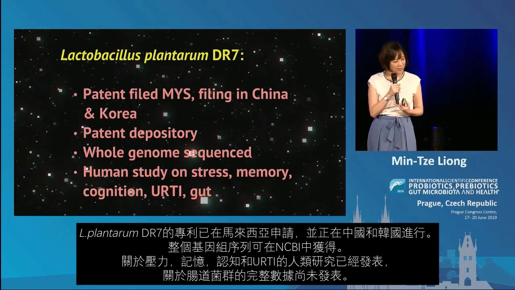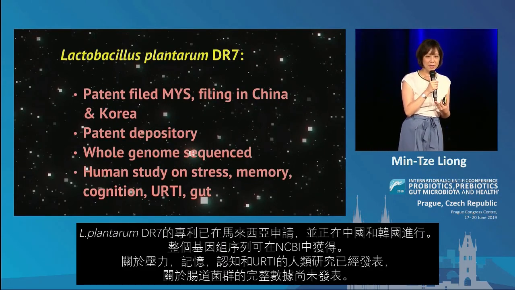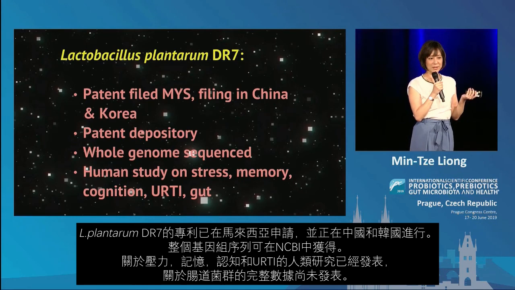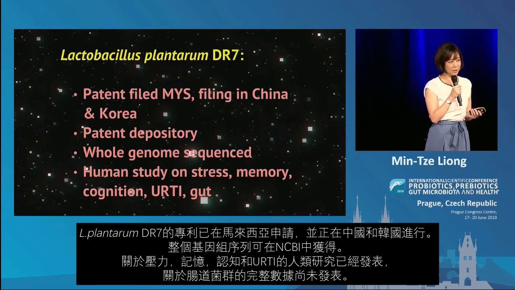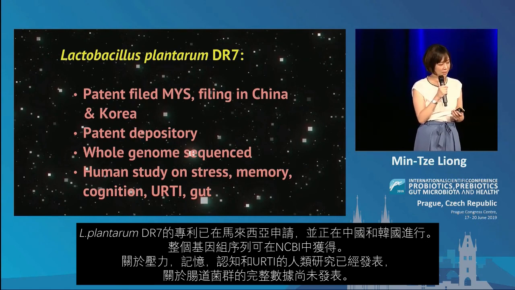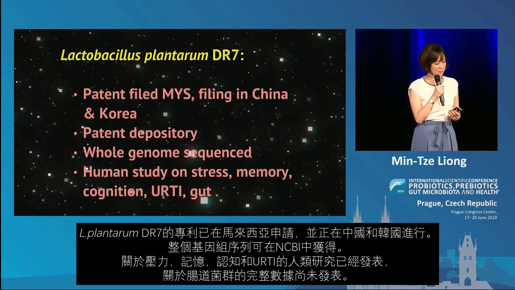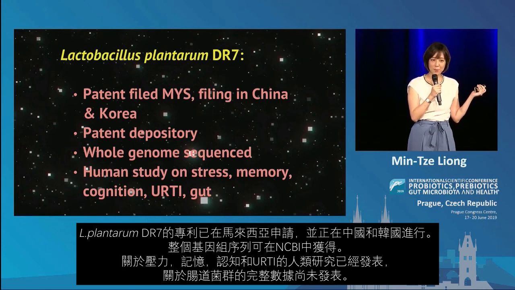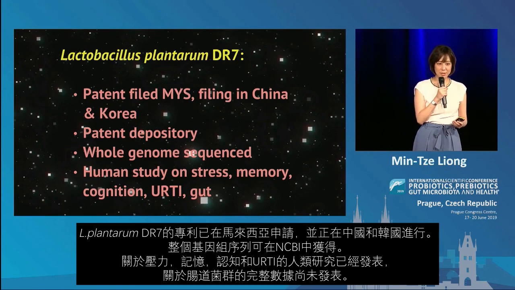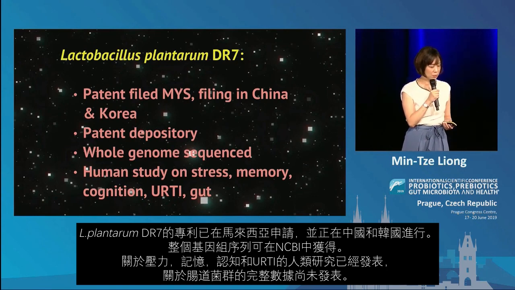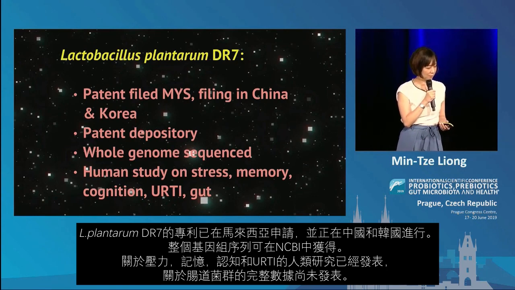Okay, so Lactobacillus plantarum DR7, the patent for this has already been filed in Malaysia, but the patent is ongoing in Korea and also in China. Of course, the culture was deposited in a patent depository. The whole genome sequence for DR7 is on NCBI right now. The human study on stress, memory, and cognition, that's the one that I showed, is published. URTI is also published. Gut is not published yet; we just received the data two months ago, but it is yet to be analyzed for pyrosequencing.